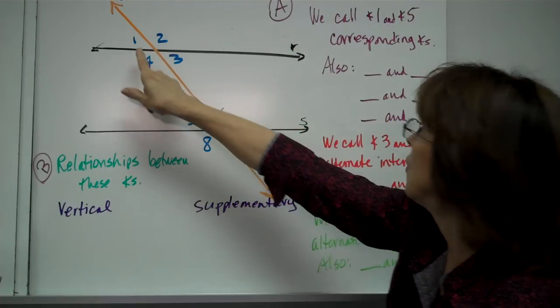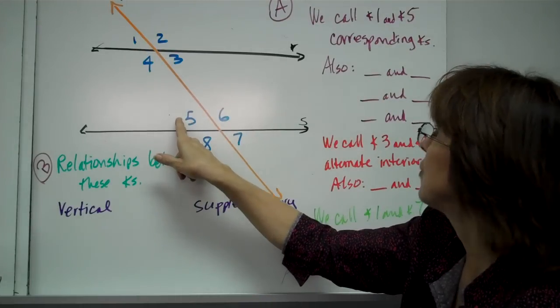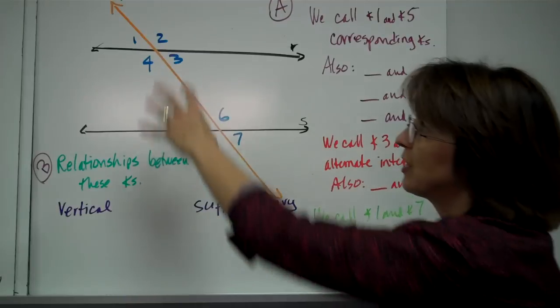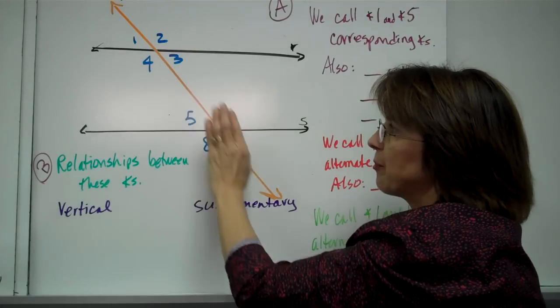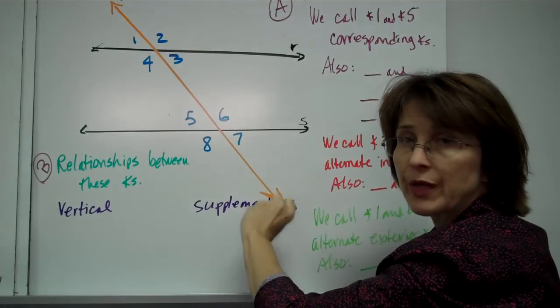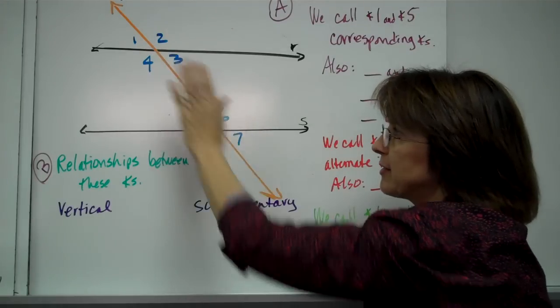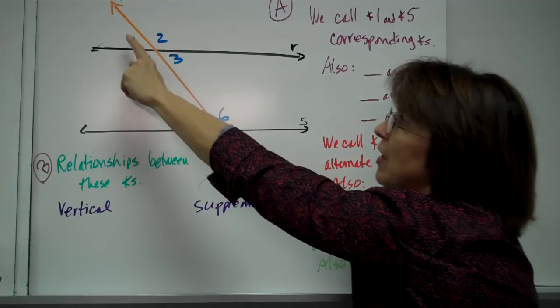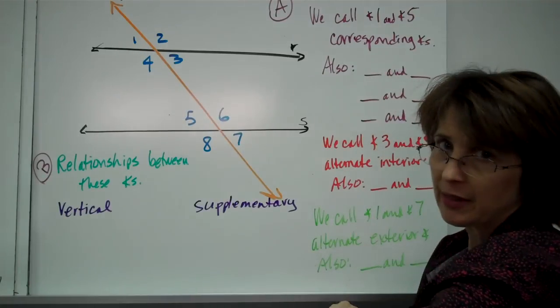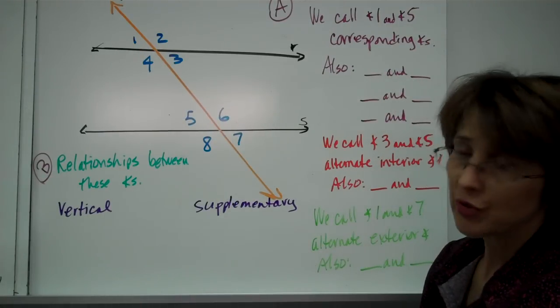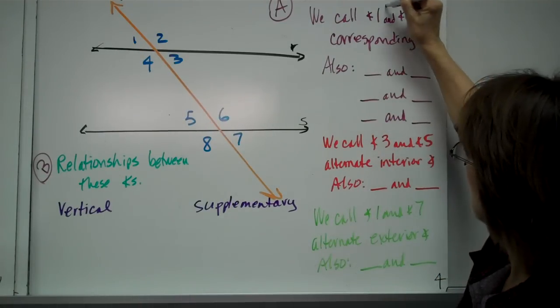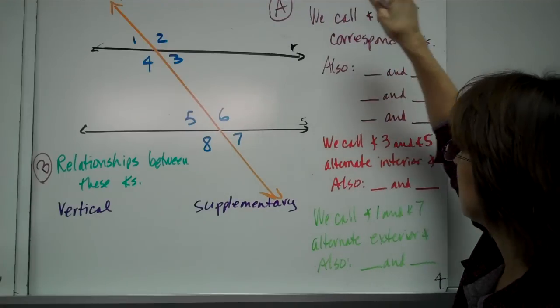We call angle 1 and angle 5 corresponding, because if you think about it, if you could cut this out and put it on top of here, it would be congruent. It would match. They would coincide. They'd be exactly laying on top. So we call angle 1 and angle 5 corresponding. As a matter of fact, they are also equal to each other. So actually angle 1 does equal angle 5, the measure of angle 1 equals the measure of angle 5.